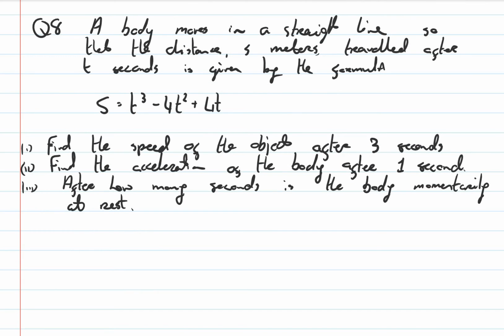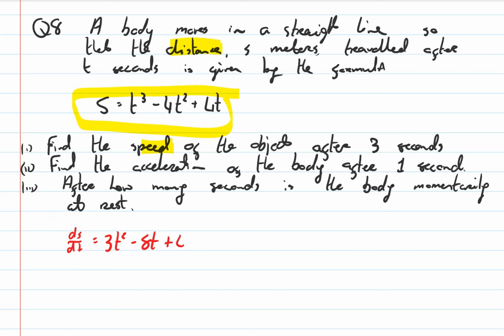Question 8. A body moves in a straight line so that the distance in s meters travelled after t seconds is given by the formula there. Again, it's distance. So find the speed of the object after 3 seconds. So again, we differentiate that formula and sub in 3 for t. So differentiated, we get ds/dt equals 3t squared minus 8t plus 4. Throw in 3 then for t.